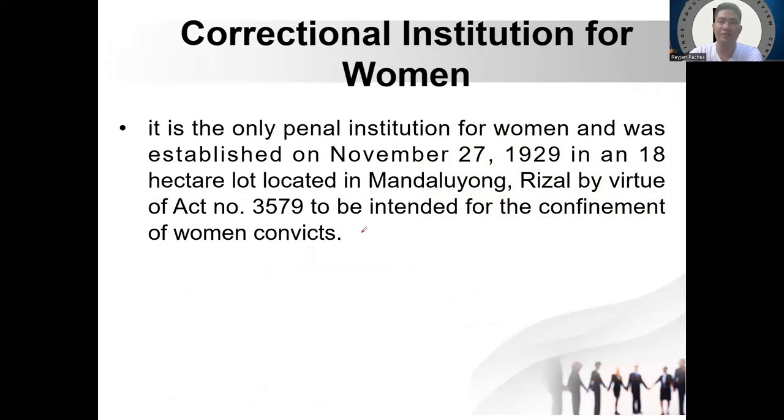Okay, so we have the CIW or Correctional Institution for Women. The CIW was established on November 27, 1929 in an 18-hectare lot allocated at Mandaluyong, Rizal. Of course, ngayon meron na rin sa Tapicol or sa Davao Penal Colony and Farm, yung Correctional Institution for Women. Again, the CIW is intended for the confinement of women convicts.